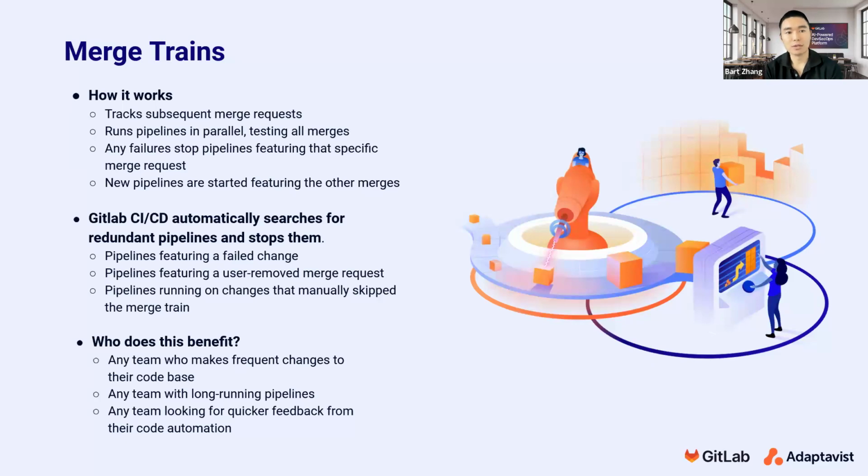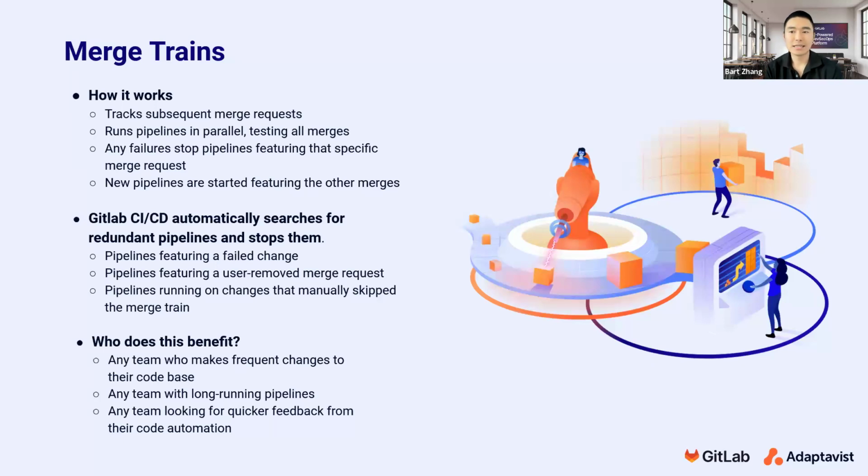And so what GitLab CI/CD does for you is it automatically searches for redundant pipelines, and it will stop them if a pipeline features a failed change, or it features a user removed merge request, or it runs on changes that are manually skipped by the merge train. What it does is it gives you the ability to remove the pipelines that are not going to be relevant to the latest working copy of the project.